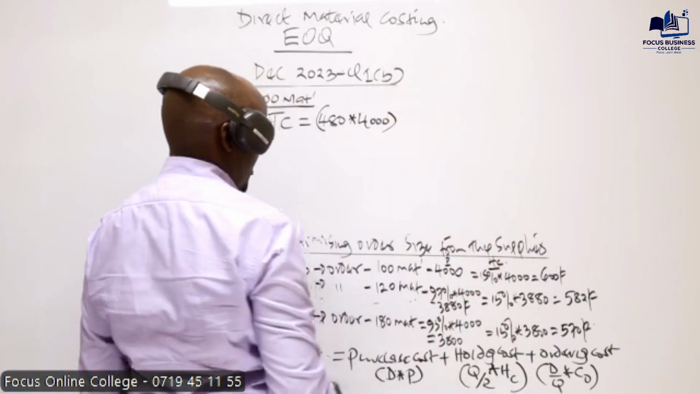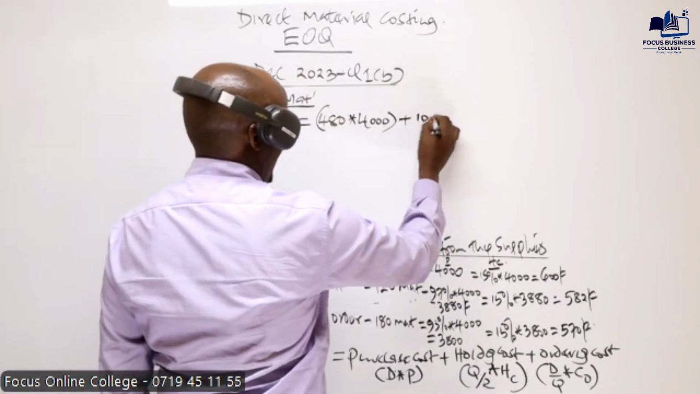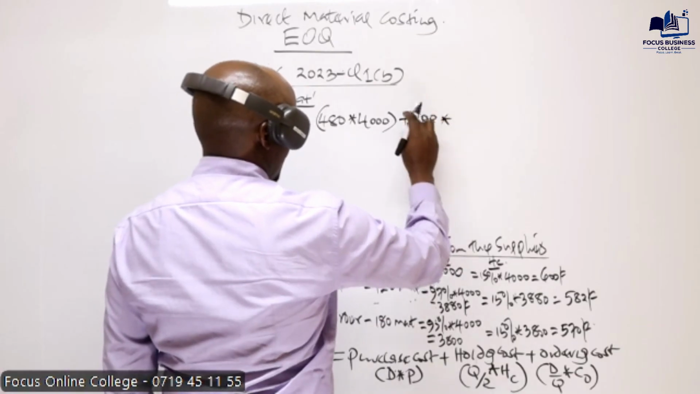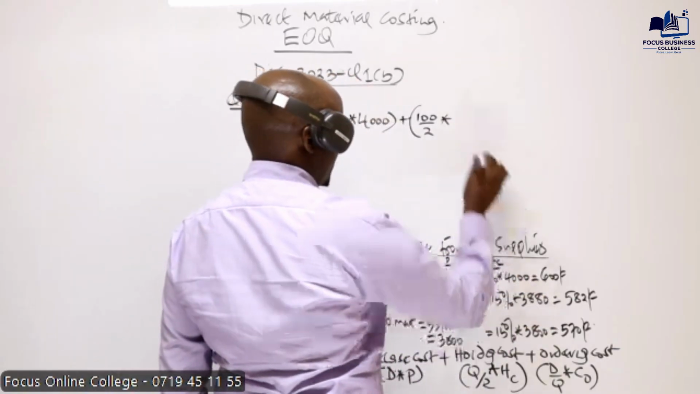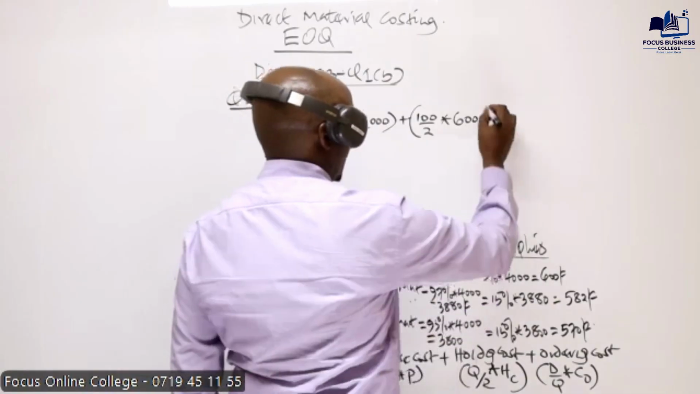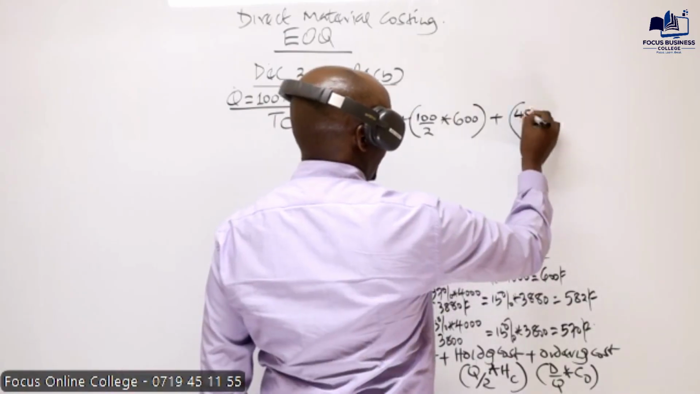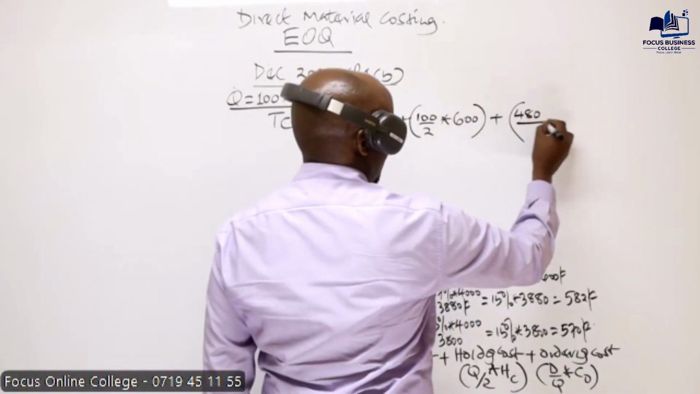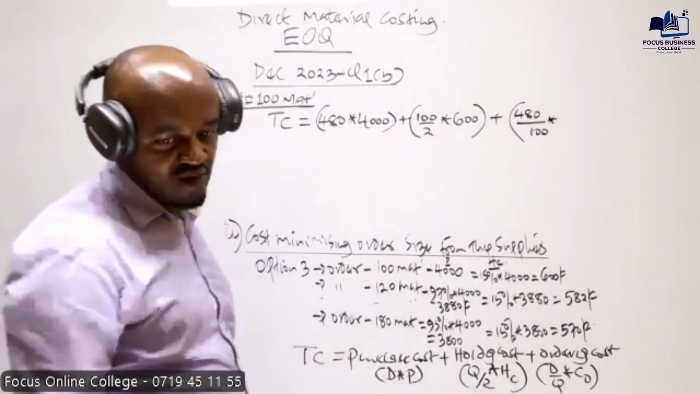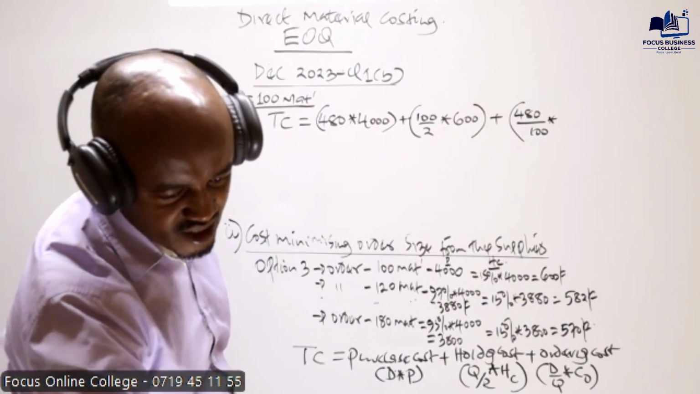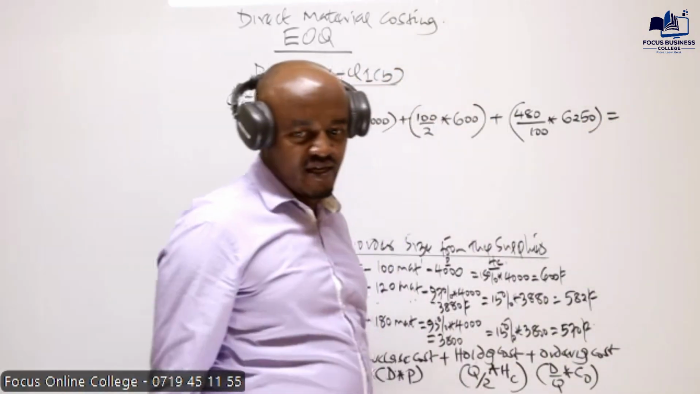So that is the purchase cost, plus now the holding cost, which is equal to Q, our Q here is 100, divided by 2. We multiply that with the holding cost per unit. And then to this we add the ordering cost. The ordering cost is equal to annual demand, which is 480, divided by the Q, our Q is 100, multiplied by the ordering cost per order, which will not change. It remains as given in note number 3, 6250. So we need to get the total cost.